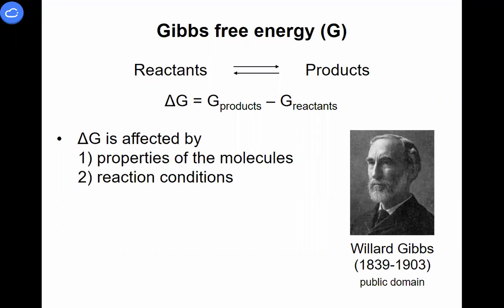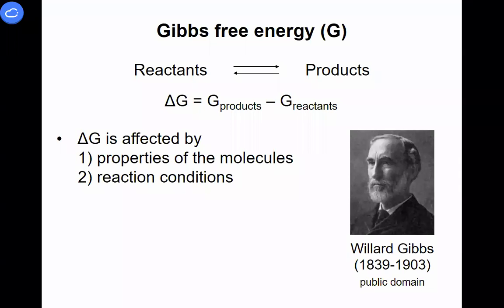Anyhow, so Gibbs free energy, here he is looking across, and he's seeing that the delta G is affected by two major things. You can classify it in your brain this way. There are properties of the molecules, right? So there are just types of reactions that happen. The molecules are what they are, and they undergo a specific reaction, and you can't really change that. And that's going to influence the delta G.